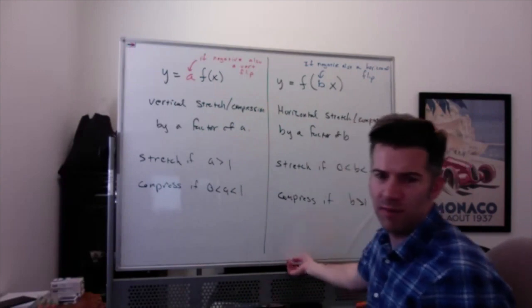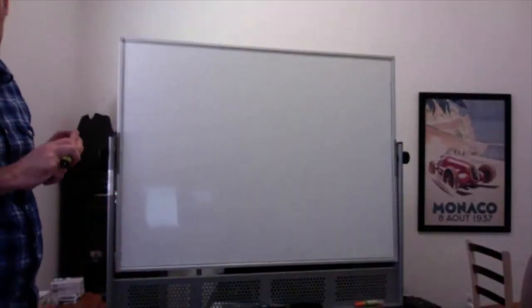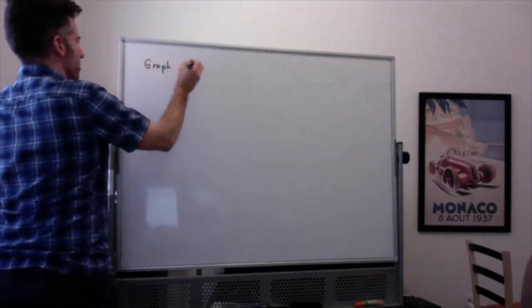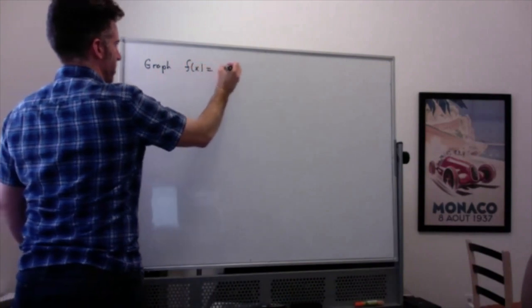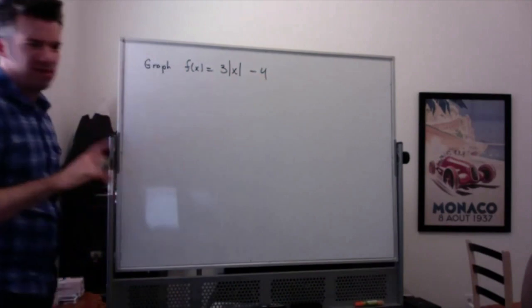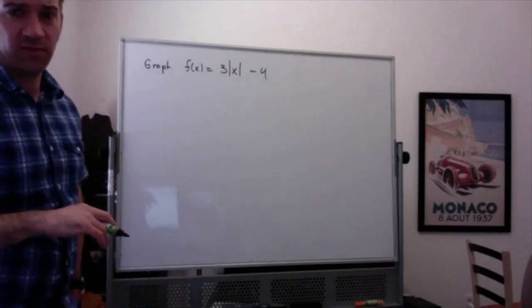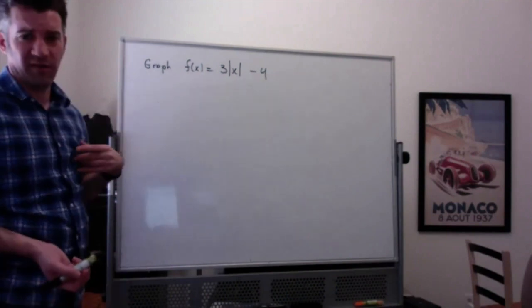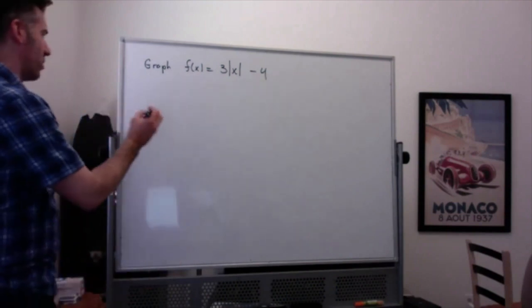I'm going to try and do the graphs that are on the notes. I'm also going to maybe throw in a few extras. So here's what I'm thinking about. I want to graph f of x equal to 3 times the absolute value of x minus 4. I don't really so much care about the minus 4 part, although it is going to shift it down 4. I really care about the 3 times absolute value of x part. And I want to show you how that works.